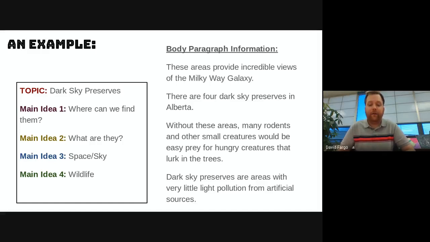And then finally, we have dark sky preserves are areas with very little light pollution from artificial sources. Okay, well, that's basically just telling us what a dark sky preserve is. So in that case, we can match it up pretty closely with body paragraph 2, which has the main idea, what are they? So it's telling us again what a dark sky preserve is.